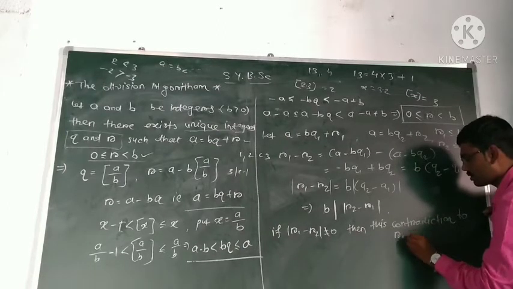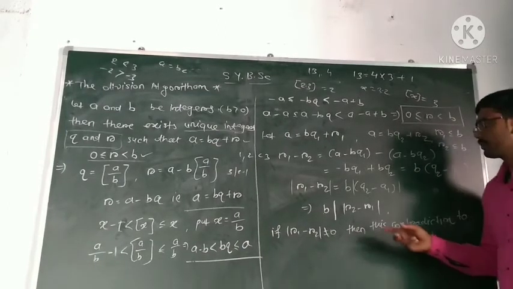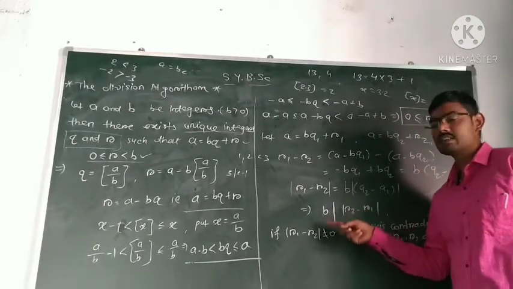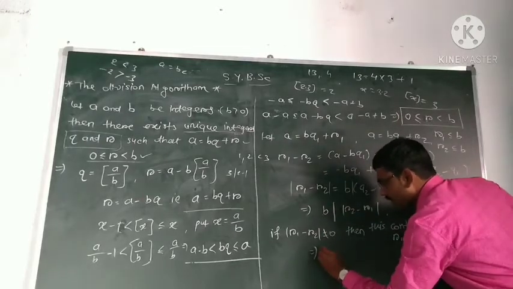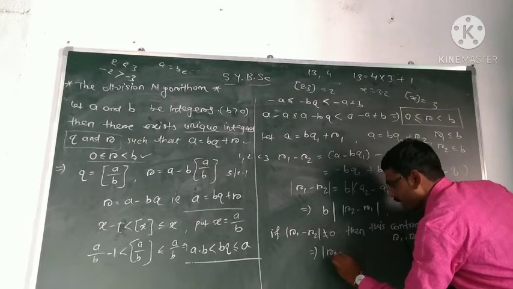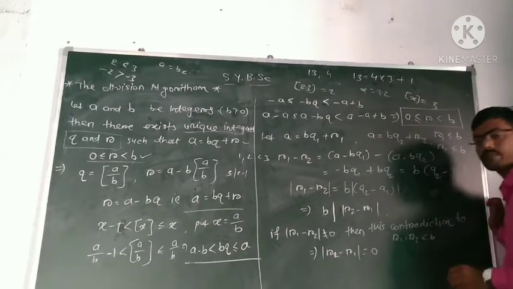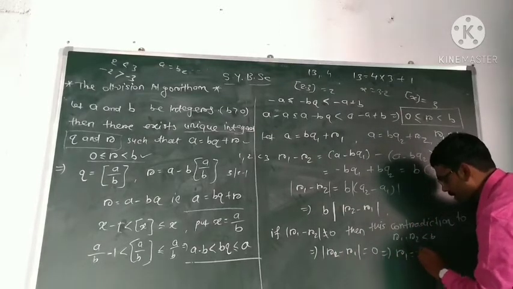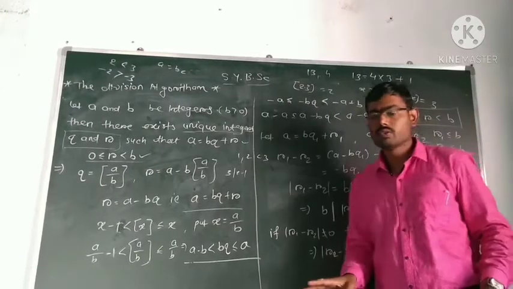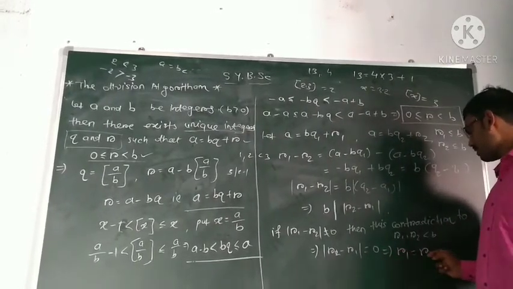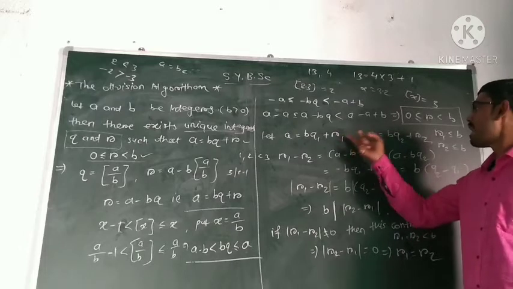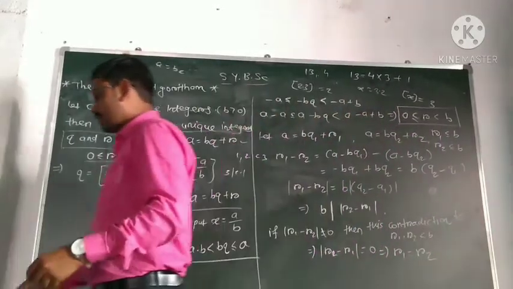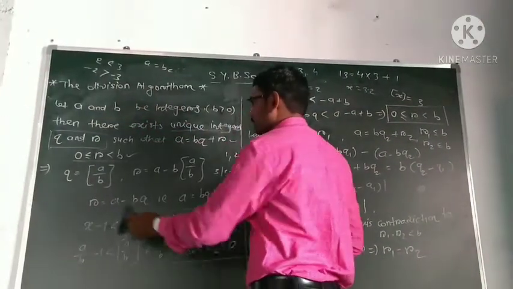R1 and R2 are less than B. So for B to divide this difference, the difference must be equal to 0, because any integer always divides 0. This implies the difference between R2 and R1 must be equal to 0. Since the difference between them is 0, R1 must be equal to R2. There is no other chance. Now, since R1 is equal to R2, replace R1 and R2 by a single value. So we will write here.